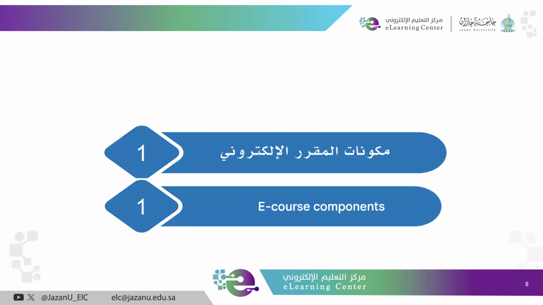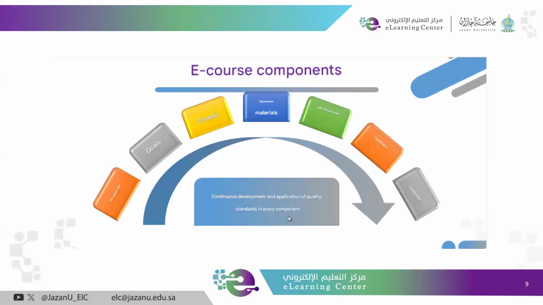Now let's start with the first objective of our workshop, which is the e-course component. So this diagram illustrates the essential component of an e-course along with the emphasis on quality standards. Each component contributes to a comprehensive, well-structured online learning experience. So here is a breakdown. For example, the first one is an introduction, which provides an overview of the course, its purpose and structure to orient learners. Second one is the goals, which outlines the learning objectives and outcomes that students are expected to achieve by the end of the course.